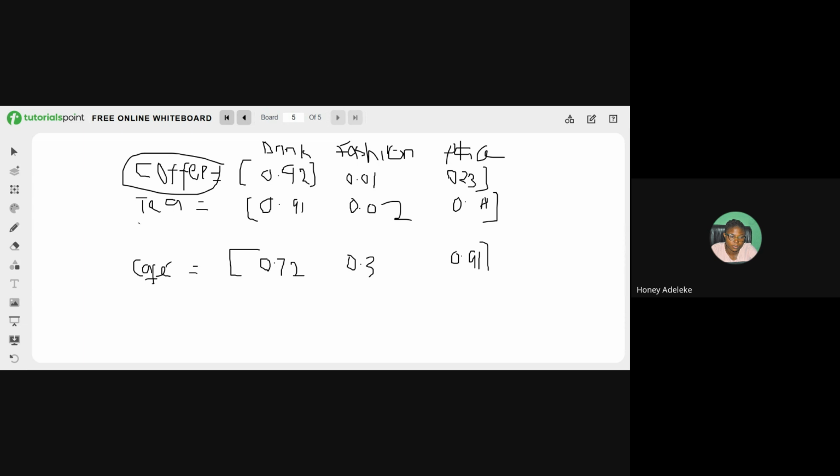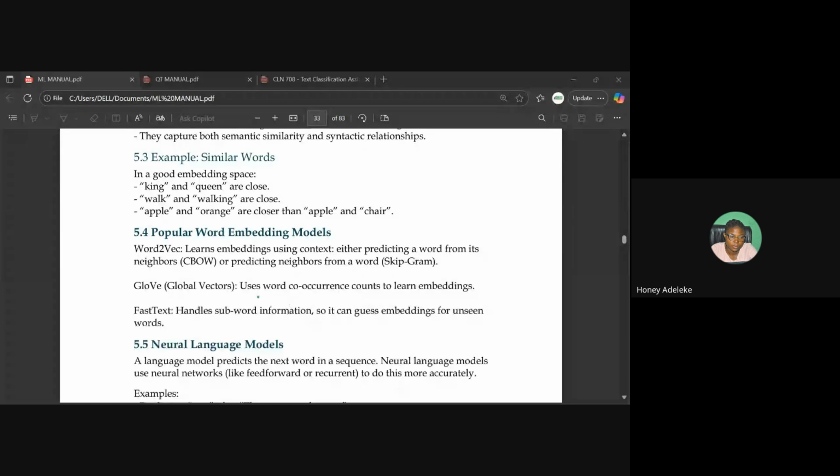So if you check our material here, you see, word2vec learns embedding using context. I've established that either predicting a word from its neighbors, that's CBOW, or predicting neighbors from a word, that's skip-gram. Both of them are used as word2vec models. They are just different approaches, but you are aiming at the same output.